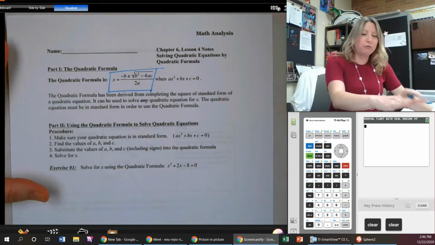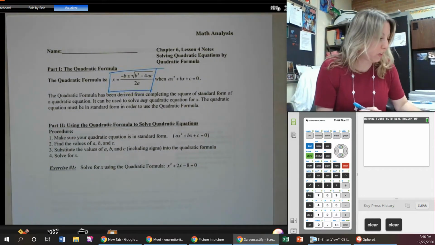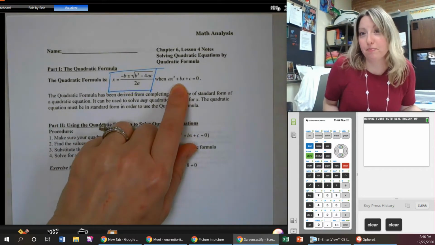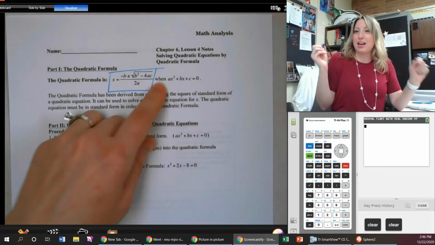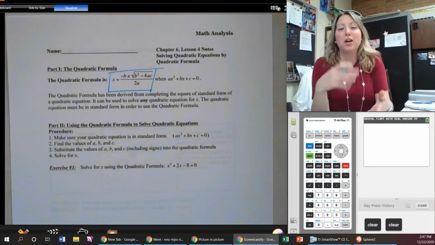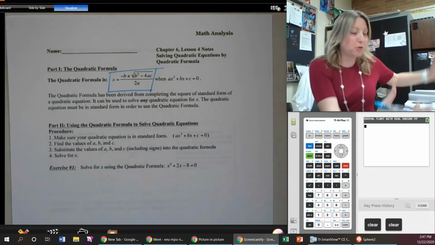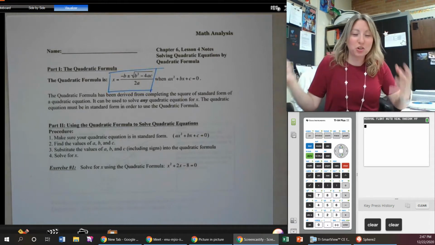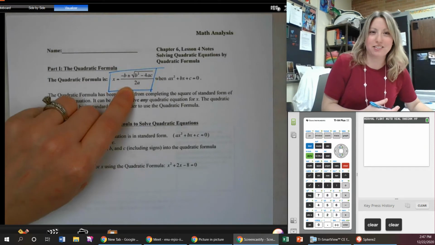The quadratic formula is derived from if I took this guy right here and completed the square on it. So if I divided everything by a, if I then took the b value and divided it by 2 and squared it and added it to both sides and then turned that into a binomial squared and then took the square root of both sides and then got x all by itself, this is what you get.